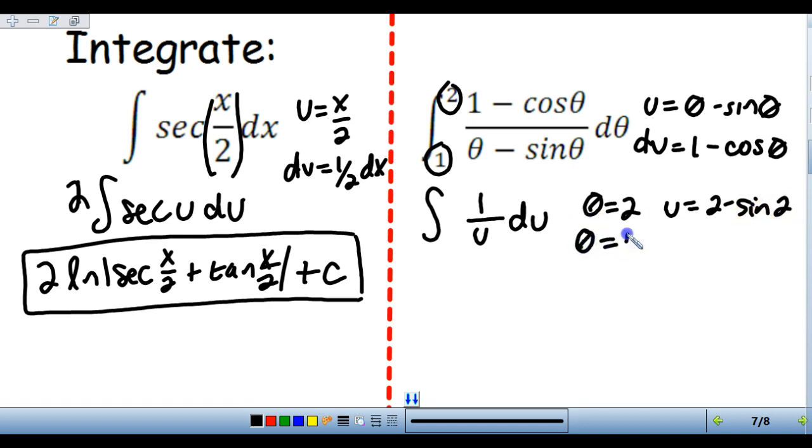The lower bound, if theta were 1, if I convert that to u's, that'd be 1 minus sine of 1. Again, this is in radians. I can calculate this with my calculator, but not necessarily very pretty. I'm going to go ahead and call this the lower bound A and the upper bound B.